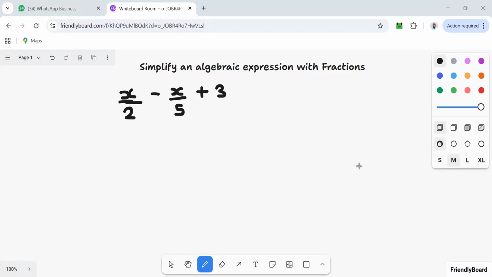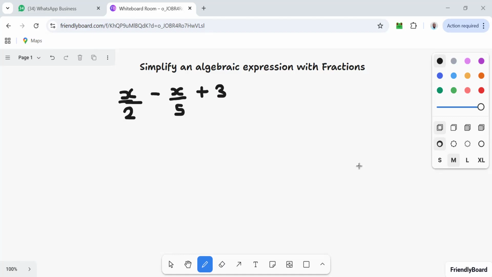All right. Today I'm going to show you the difference between simplifying an algebraic expression with fractions and solving an equation with fractions. It is extremely important to understand the difference. So today, I'm going to work with both concepts together to make sure that you understand the difference.